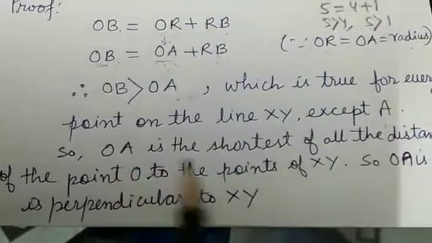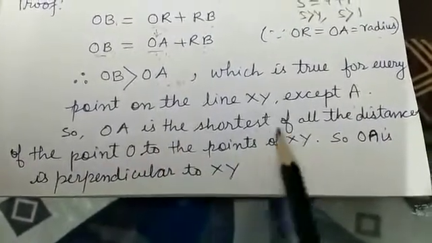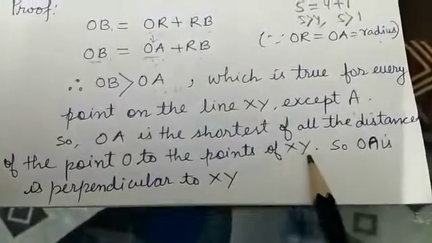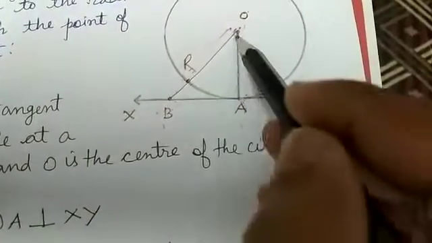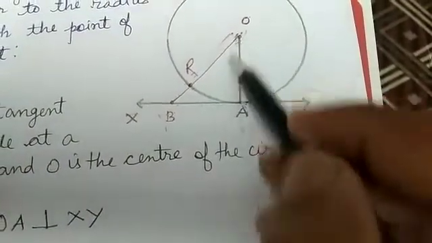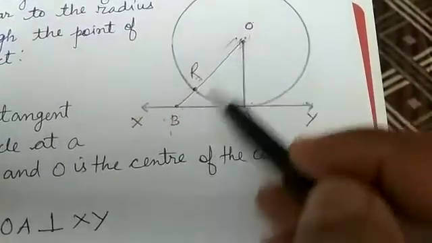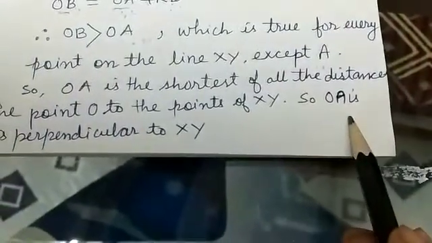That is, OA is the shortest of all the distances from the point O to the points of XY. If you take any point here, OA is always the smallest, and the distance of all the remaining points from O will always be bigger than OA. And therefore the shortest distance is always the perpendicular distance.